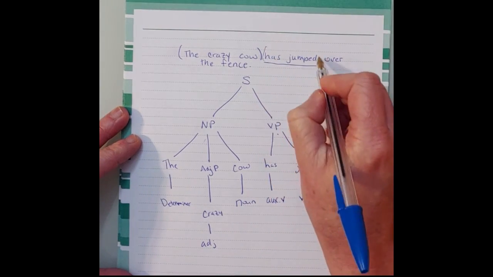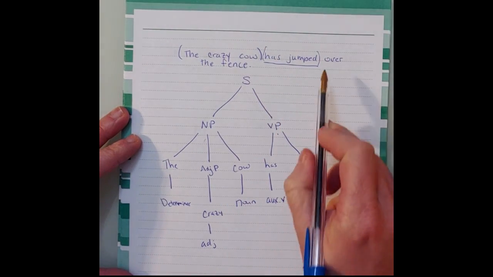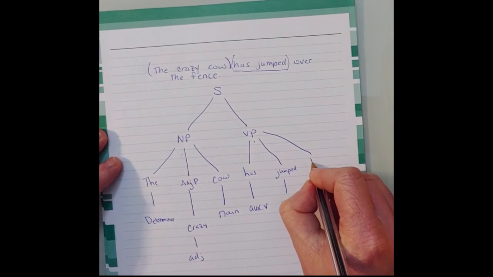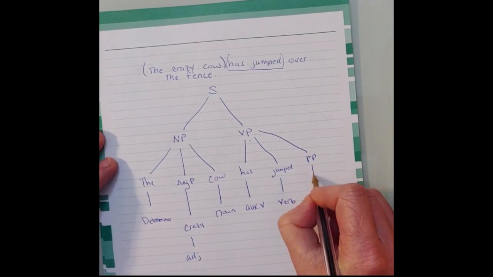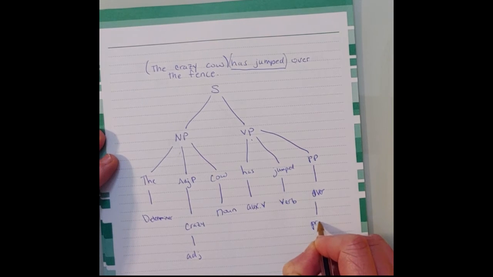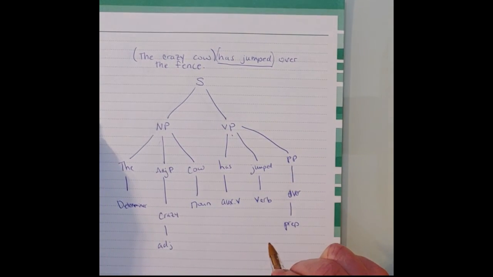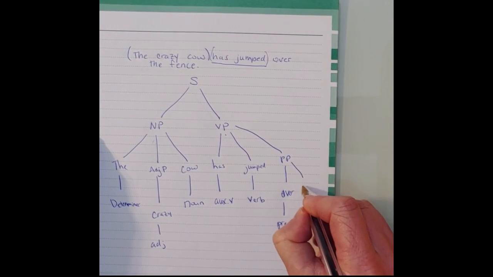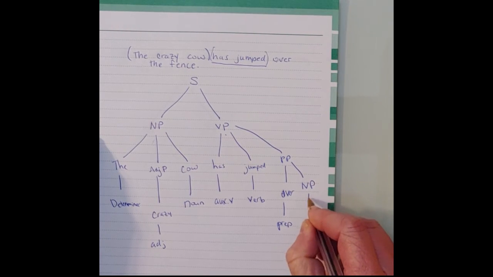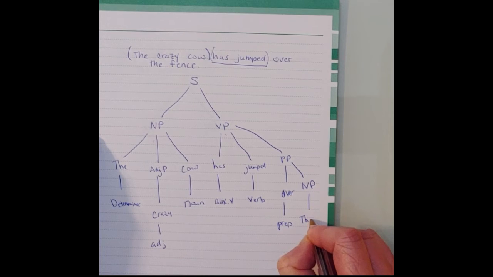Okay, then after our verb phrase, what do we have? So here's our has jumped. Okay, I've covered those. Over the fence. Well, I hope you've guessed it. We have a prepositional phrase. And inside that prepositional phrase, I have over. It's our preposition. And what's always inside a prepositional phrase? Well, you guessed it, a noun phrase. We've got the article the, and we've got the noun fence.